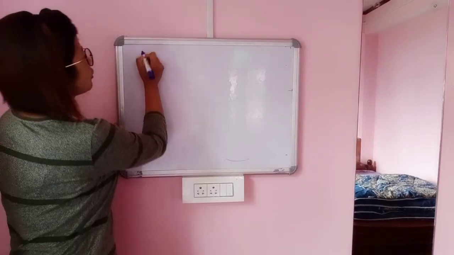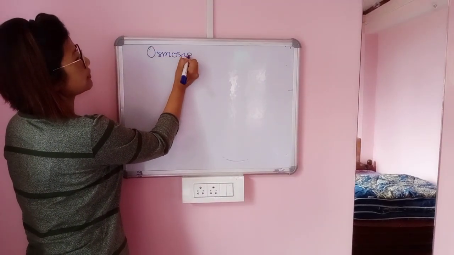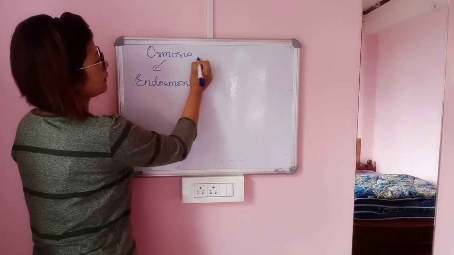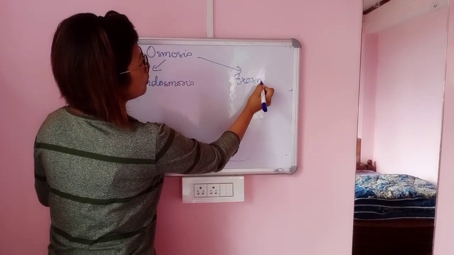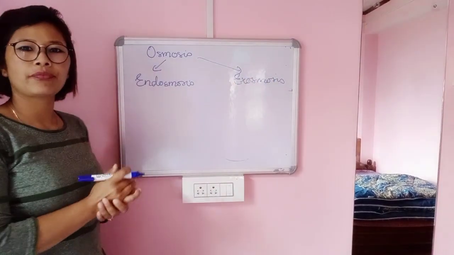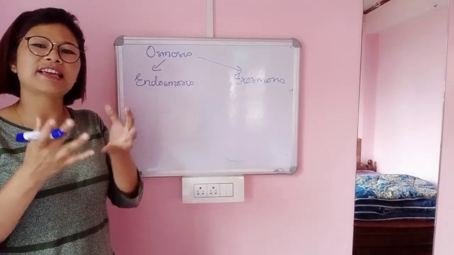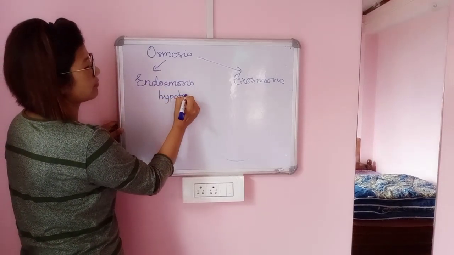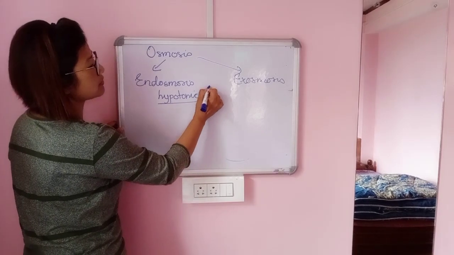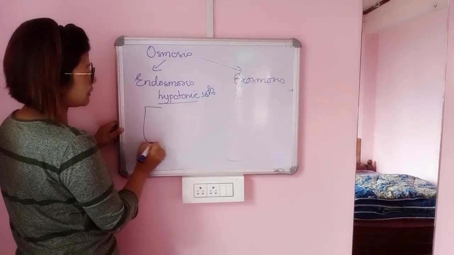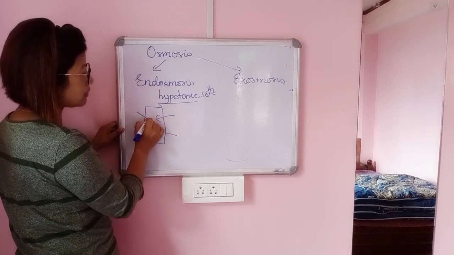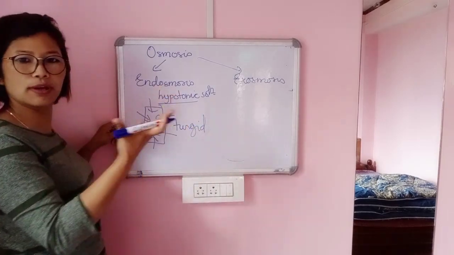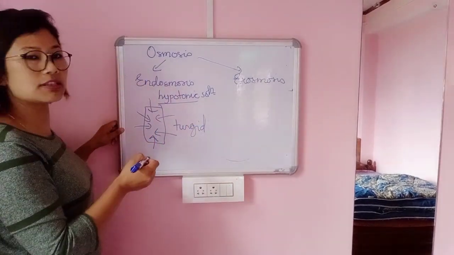So osmosis is of two types: endoosmosis and exoosmosis. Endo means when the cell is kept in hypotonic solution. Remember this. When the cell is kept in hypotonic solution, water enters inside the cell. So entering of the water inside the cell, making the cell turgid, completely full, swelling, is called endoosmosis.